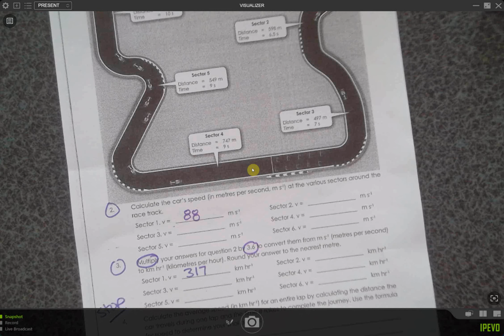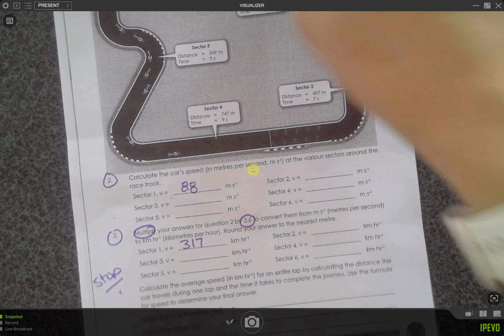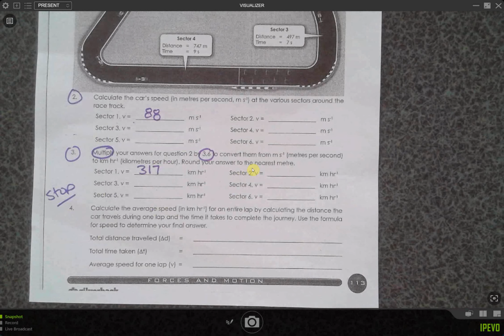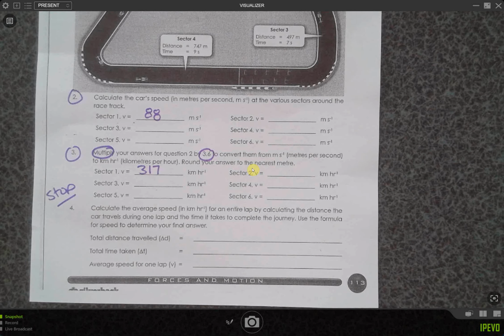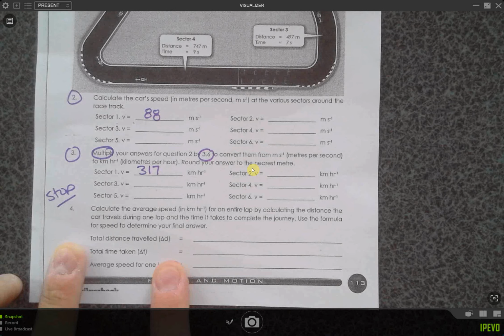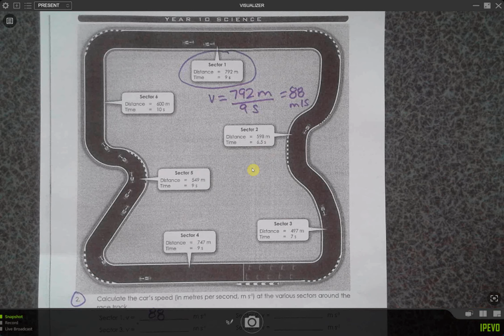So, let's talk about one more thing. Can you guys put away the phones, because I need to do that last question with you guys. All right, the last question is thinking about average speed over the whole track. The way we calculate the average speed over the whole track is I need to know the total distance traveled and the total time it took to travel that. So when I look at these sections here, what I'm going to do is add all of those distances together.